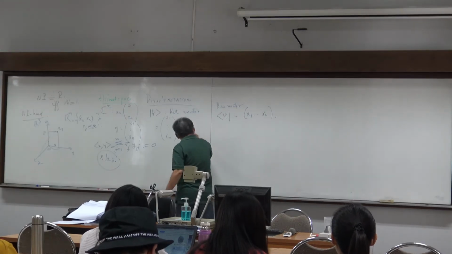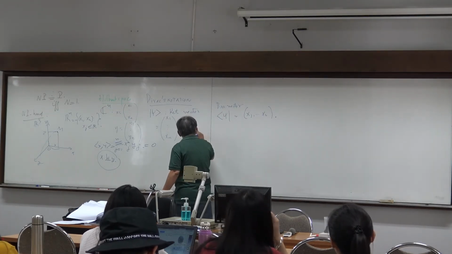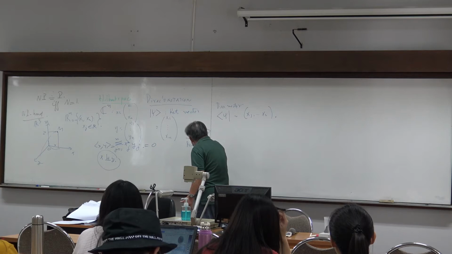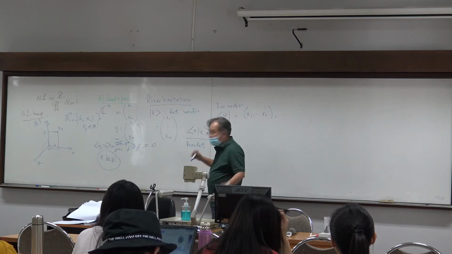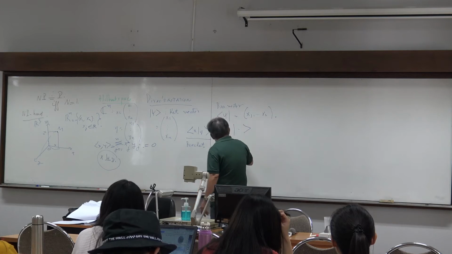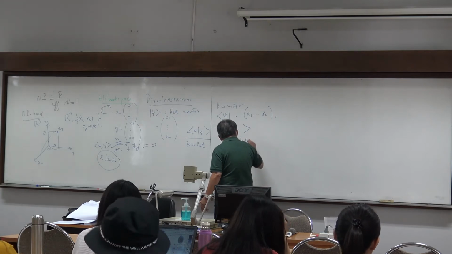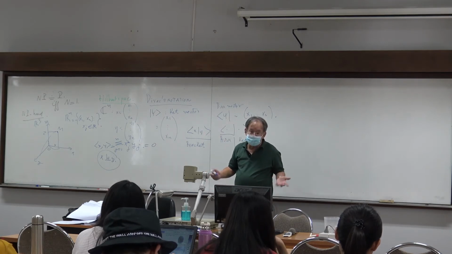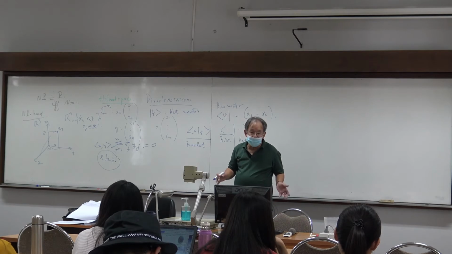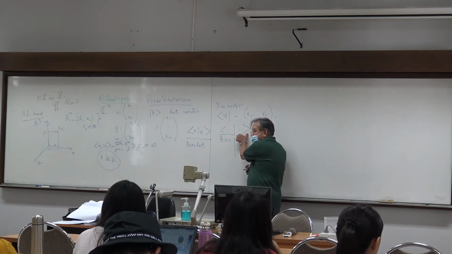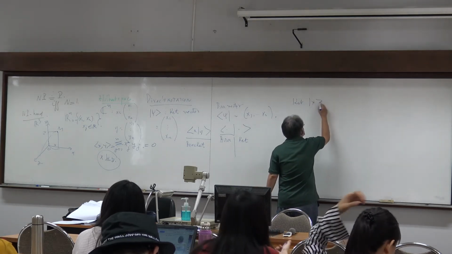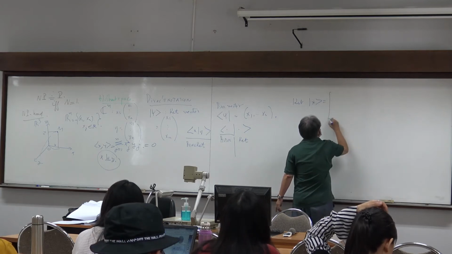And if you put them together, this is a bracket. This symbol is a bracket. So this half of it is called the bra. And this part is called the ket. So the ket vector is a column vector. I want to write that.